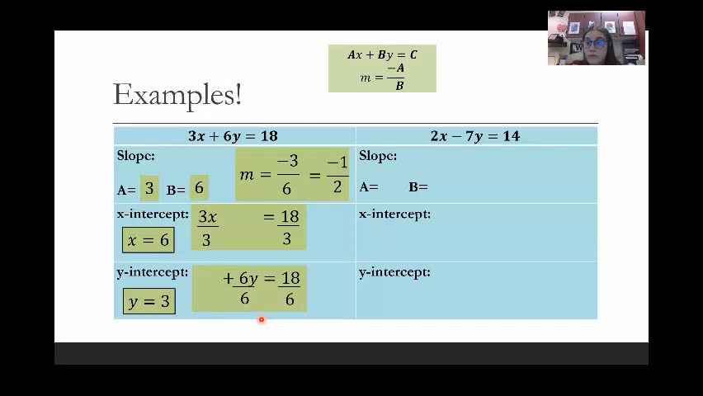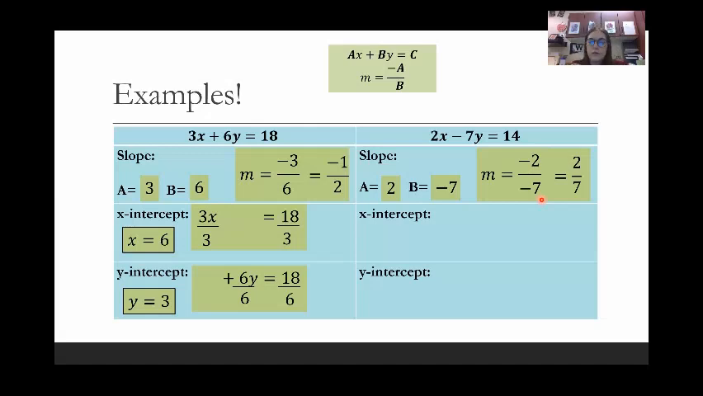So we're going to do the same thing for this next one now. We have 2x minus 7y equals 14. Our a value is 2, our b value is negative 7. When we go to put this into the slope formula, I have negative 2, so negative a, over b, so over negative 7. Again, can we simplify negative 2 over negative 7? Well, negative 2 over negative 7 would simplify to positive 2 over positive 7, because negative divided by negative gives us a positive number.